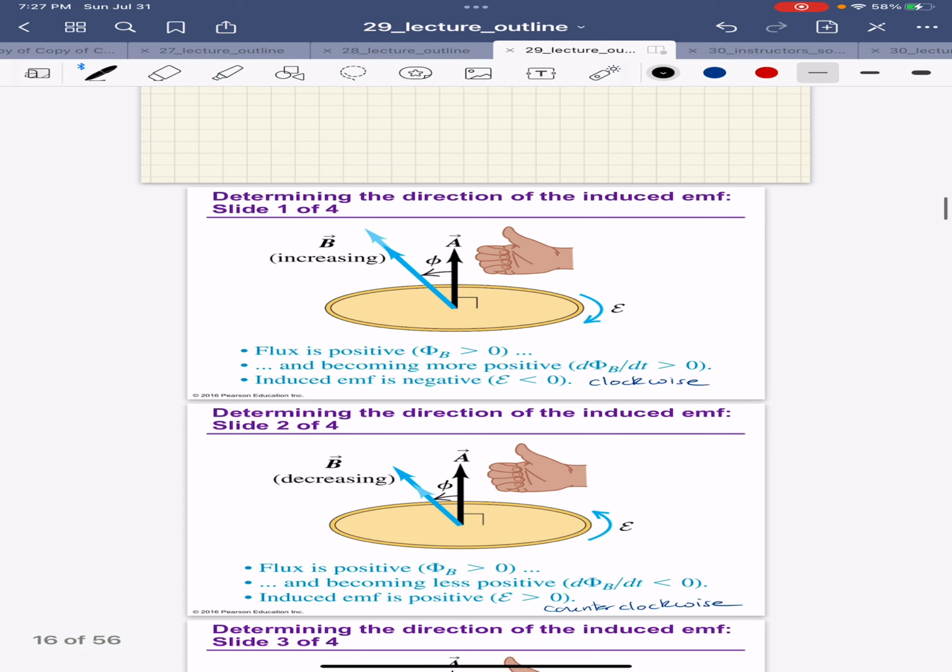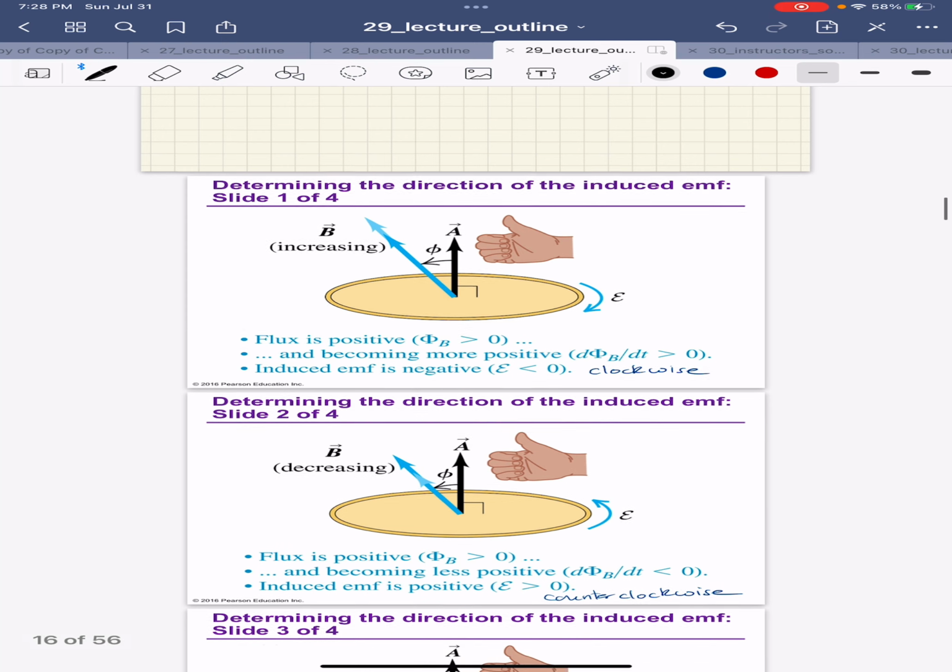In the second example here, the flux is positive, but it is becoming less positive, which means d theta B divided by delta t is less than 0. And then the induced EMF should be positive. When it is positive, we are going to have the EMF in the counterclockwise direction.